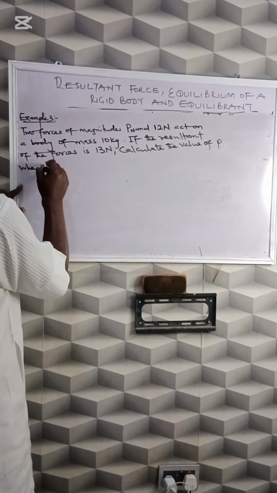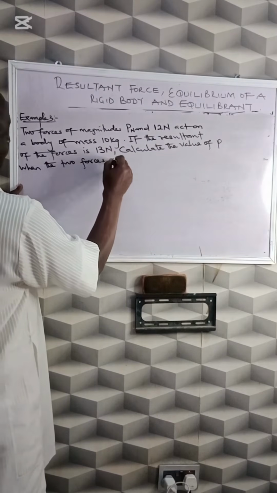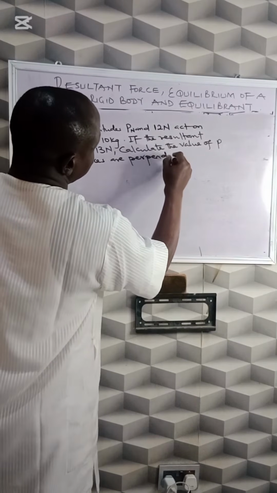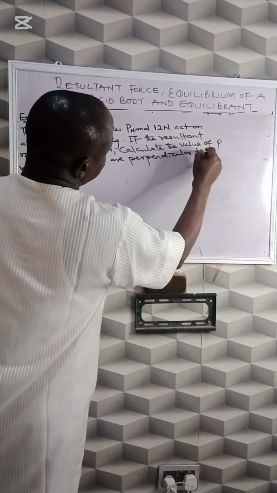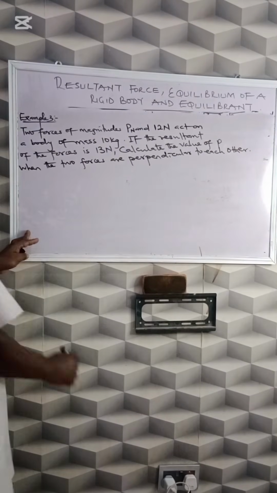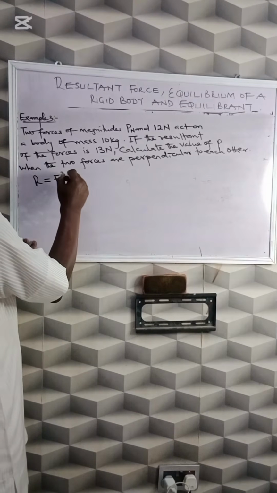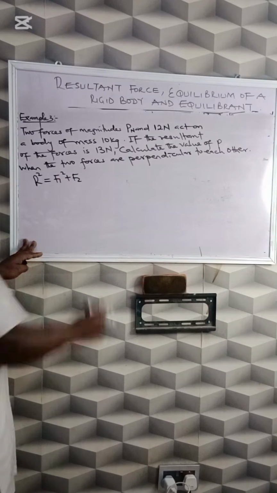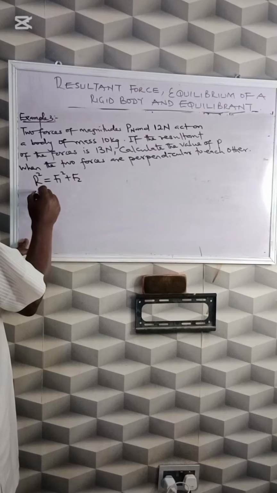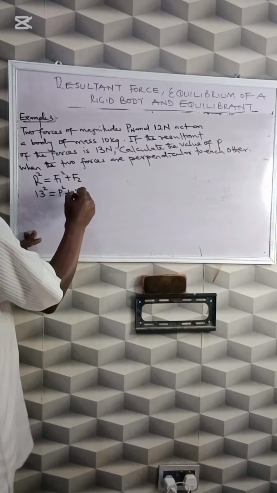when the two forces are perpendicular to each other. So we use the resultant R squared equals F1 squared plus F2 squared. The resultant is 13, so 13 squared, F1 squared, let me call it P squared, F2 is 12 squared. So 169 is equal to P squared plus 144.